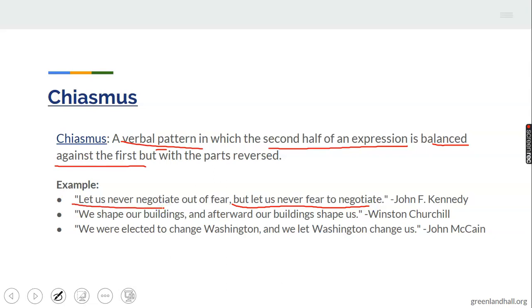We shape our buildings, and afterward, our buildings shape us. This is an expression that is balancing up this. Then we were elected to change Washington, and we let Washington change us. Here we have a balance, a contrast to the first expression. These are technical figures of speech that you have to really go over again. So I want to appeal to you to please go over them again after this class.